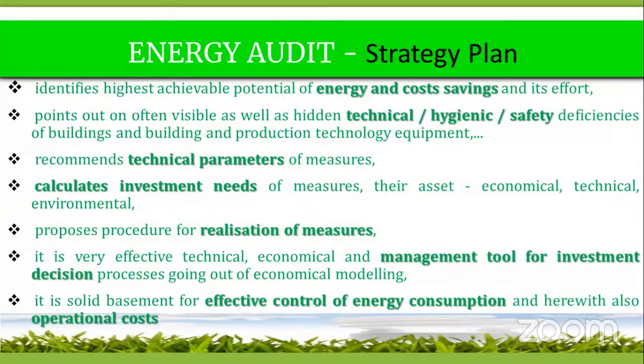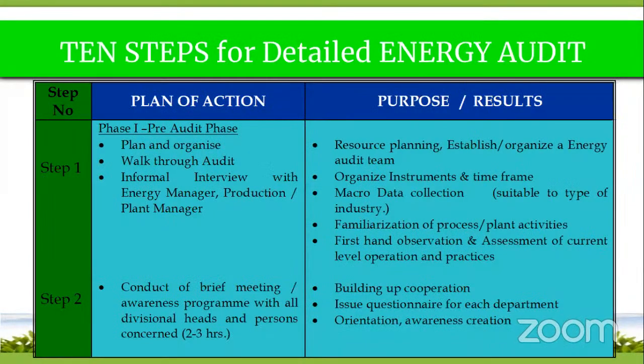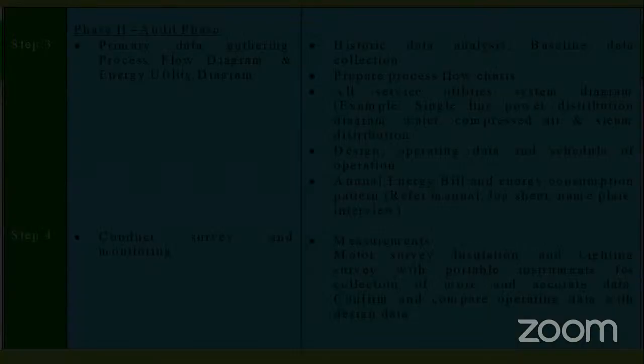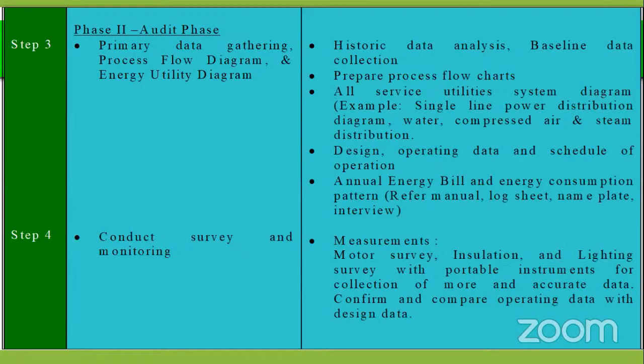Going forward, we were talking about the 10 steps for a detailed energy audit. The plan of action is the pre-audit phase, what the procedure is, and the audit phase is phase 2. Data gathering, process flow diagram, energy utility program: what are all to be taken into account was discussed. Preparing the flow chart is an easy thing; a single line diagram could be the example of this data gathering and process flow.